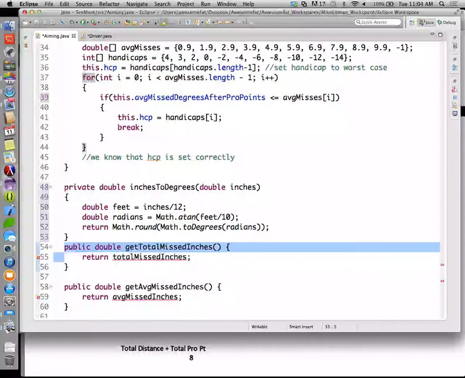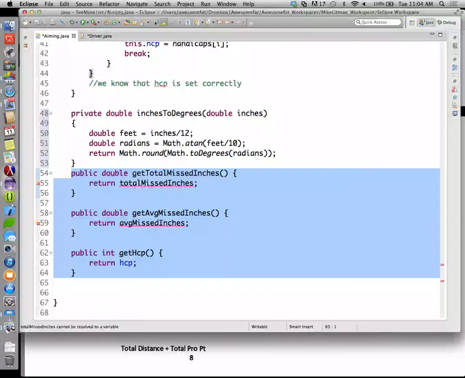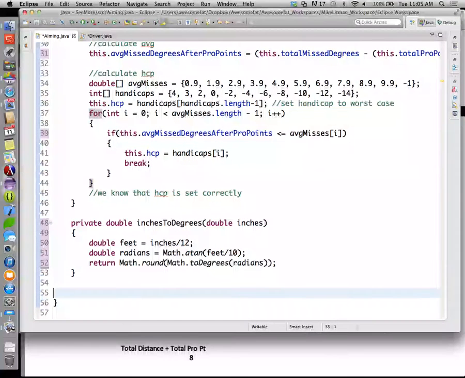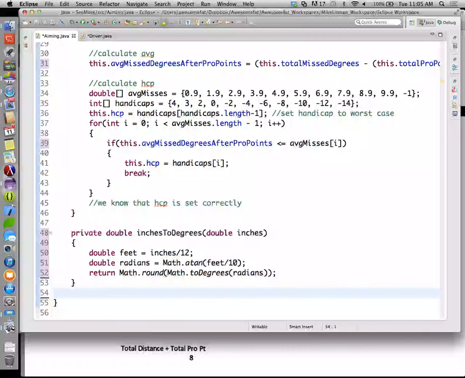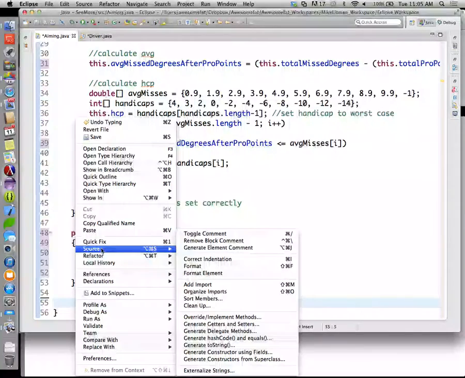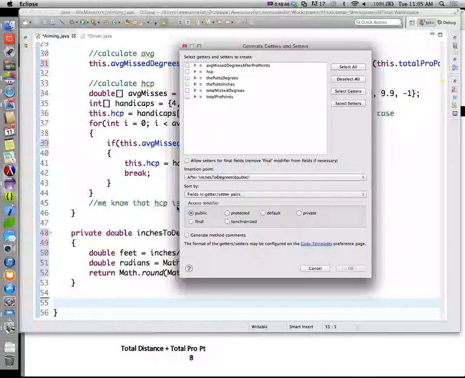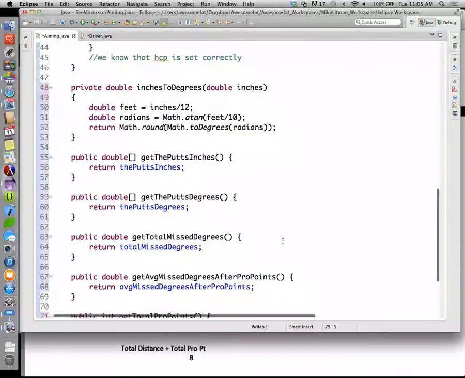And what I'm going to do for right now is come down here and get rid of all those getters. And then we'll just use the built-in ability to generate them again. Source, generate getters and setters. But actually we want to deselect all, select just getters. So we want to give us getters for all of our private things. Do we want them to be able to get total pro points? Yeah, it's fine. All right, so there's all of our getters.